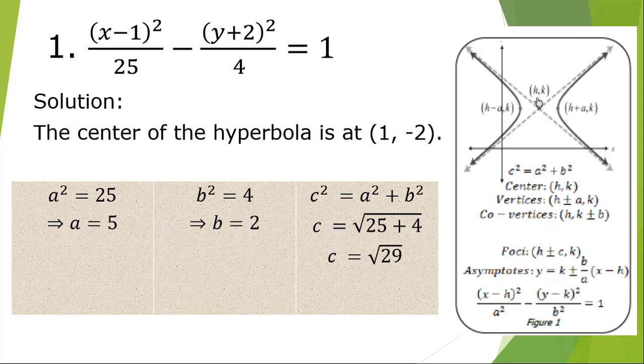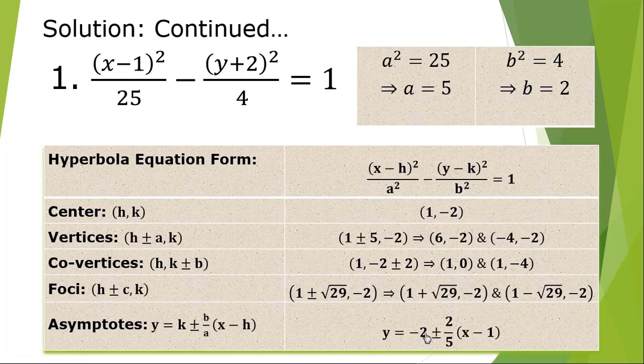In the figure of the hyperbola here, the center is at (h, k), and the coordinates of the vertices are (h plus a, k) and (h minus a, k). Then the co-vertices, we have this, and so on. We have here the following table to show our solution for the final one. This is what actually is asked in the problem: we have to find the center, the vertices, the co-vertices, the foci, and the asymptotes. We already found a and b, and of course c. C is square root of 29 from the previous slides.